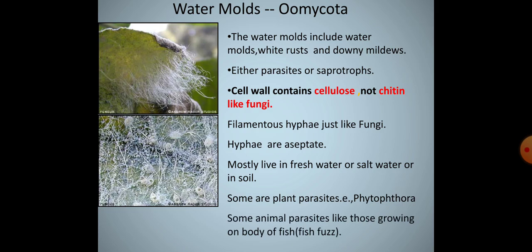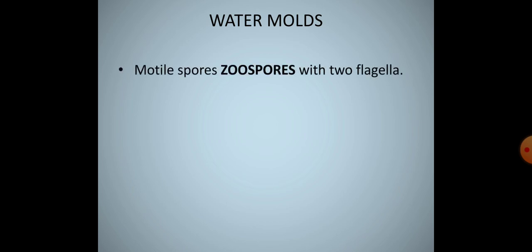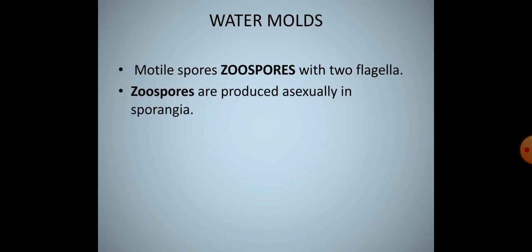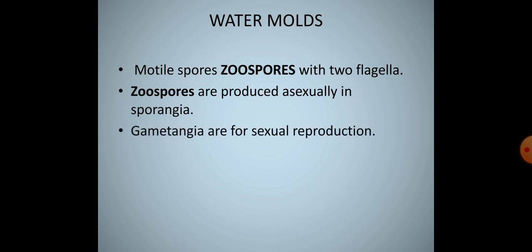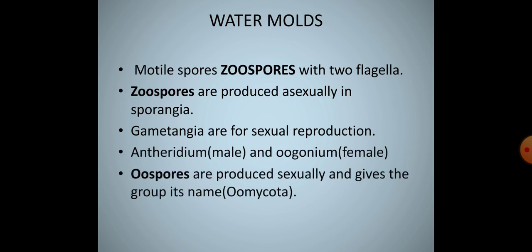Some are animal parasites, like those growing on the body of fish, like the one found in fish tanks known as fish fuzz. Motile spores called zoospores are produced, which have two flagella. Zoospores are produced asexually in sporangia. Gametangia are produced for sexual reproduction, which are of two types: antheridium, which is male, and oogonium, which is female gametangium. Oospores are produced after the fusion of nuclei from male and female gametangium, and these oospores are the reason for naming of this group, that is Oomycota.